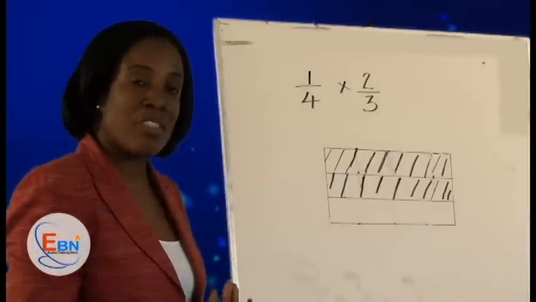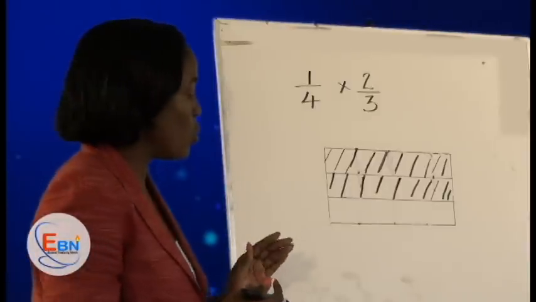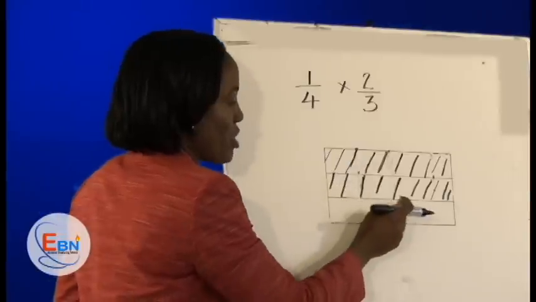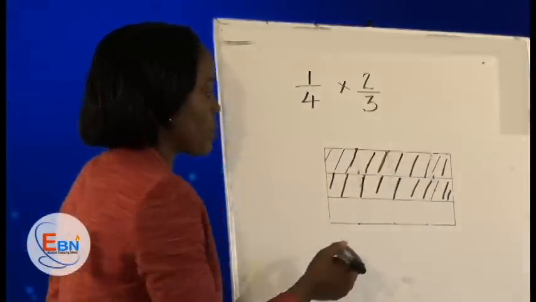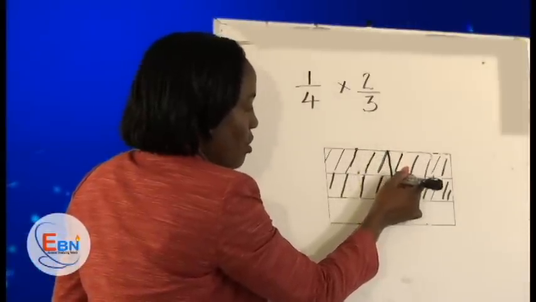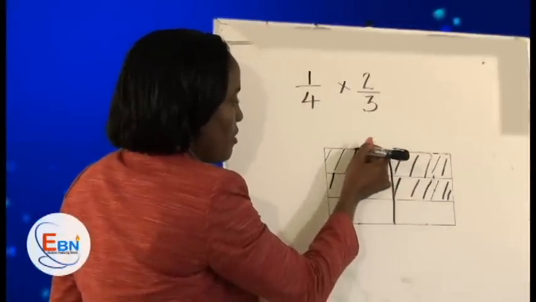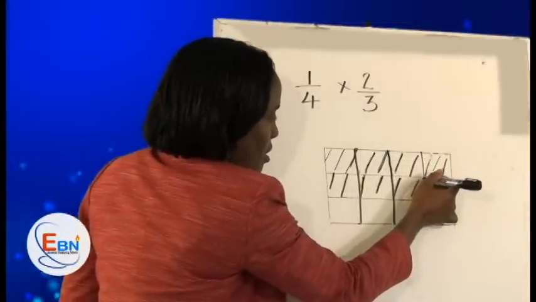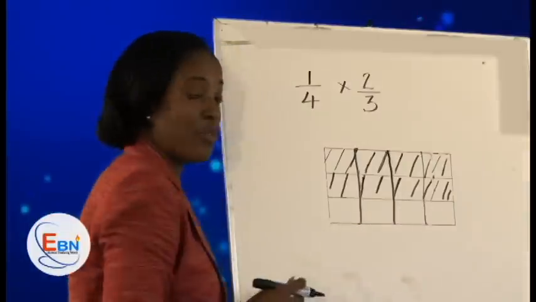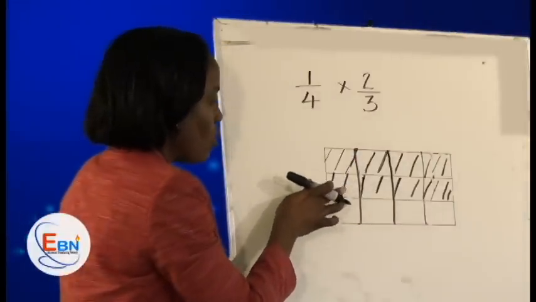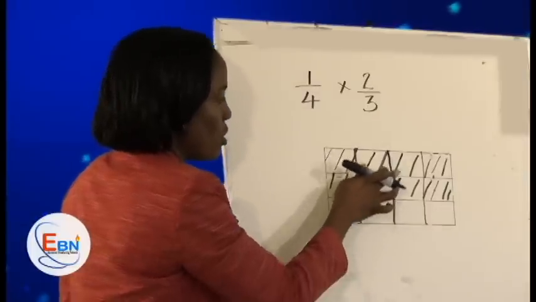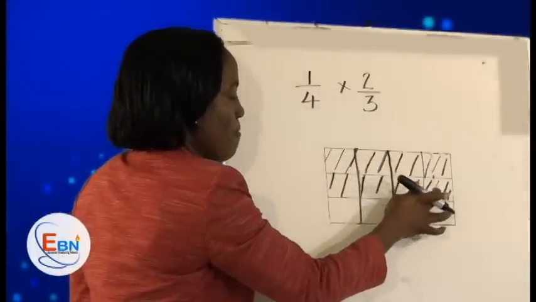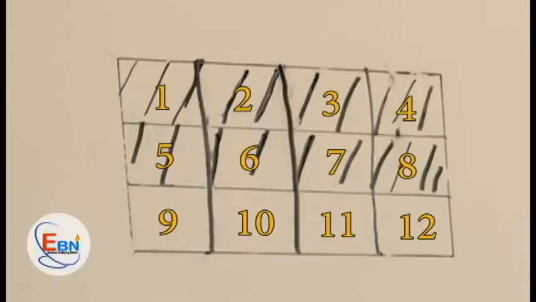Now that we have our 2/3 shaded, what I'll now do is to divide my region into 4 equal parts. This I'll do in another orientation. So we divide into 2 equal parts first. Then our 4 equal parts. So we have 1, 2, 3, 4. If you notice, you will realize that our entire diagram is divided into 12 equal parts.